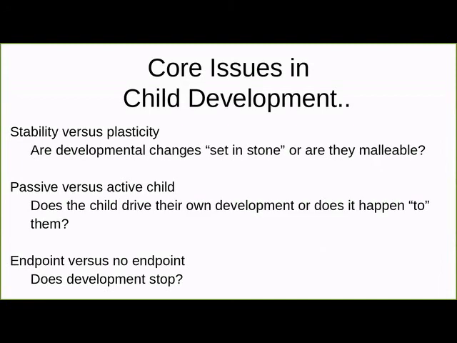Some others, very quickly. Stability versus plasticity means how malleable is this? Is this trait set in stone? Once it happens, the door shuts, the window closes, it's finished? Or plasticity means something is changeable, it's malleable, you can mold it over time? Another question is passive versus active child. Does development just happen to the child? Is the child acted upon? So the child is very passive and just sort of the observer, versus the active child. Does the child actively construct knowledge? Do they actively engage in driving their own development?